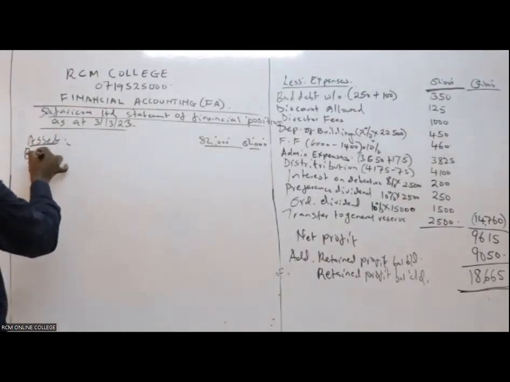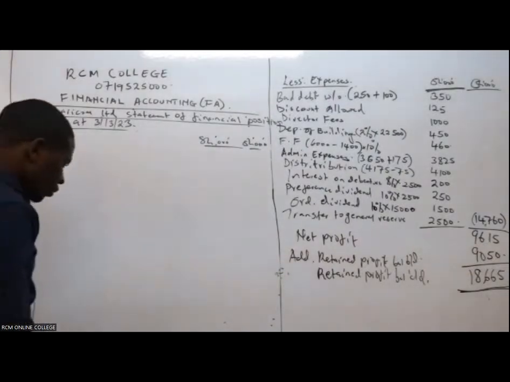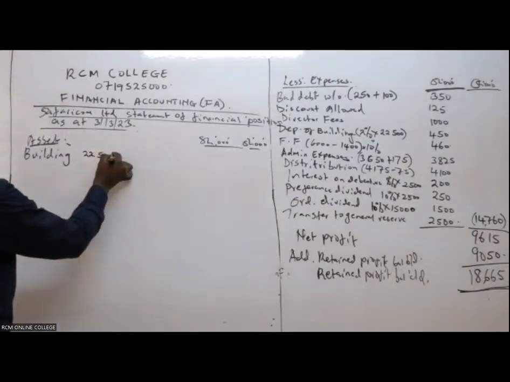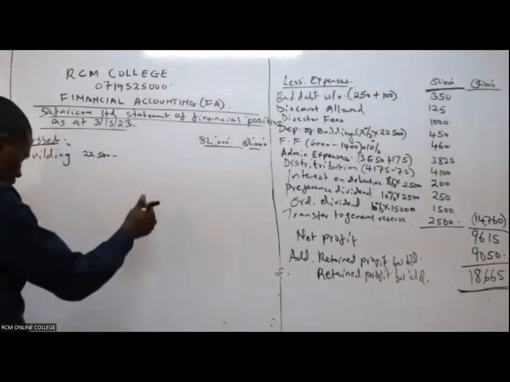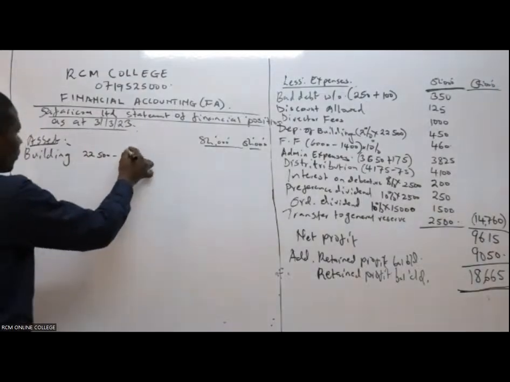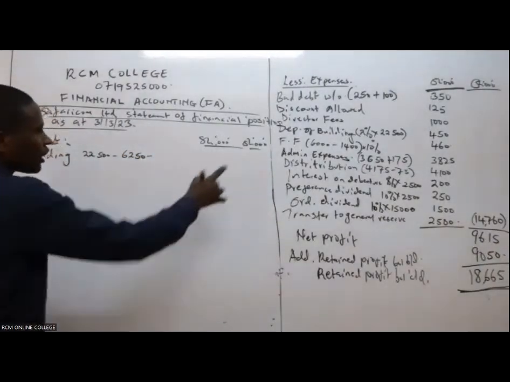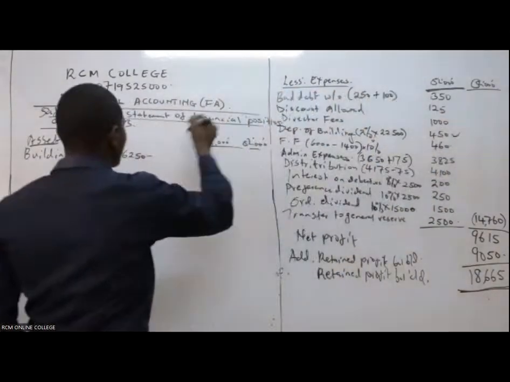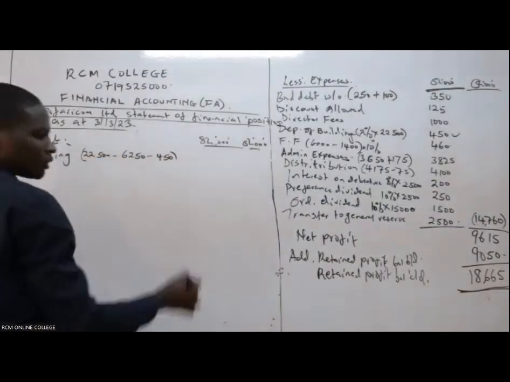So what will be the value of my building in this case? Cost was 22,500. I have to raise the accumulated depreciation, which was 6,250, and then I raise the depreciation for the year which I was given. Depreciation for the year for building, I was given 450. And whatever I get, I put at the end column.